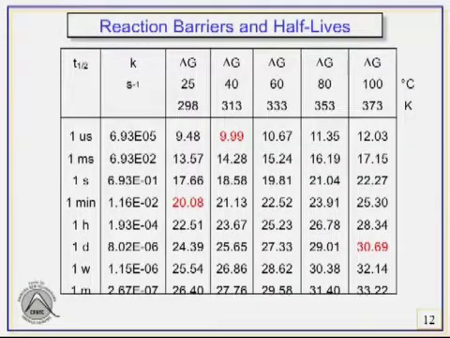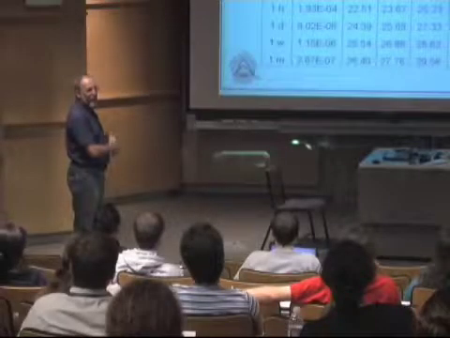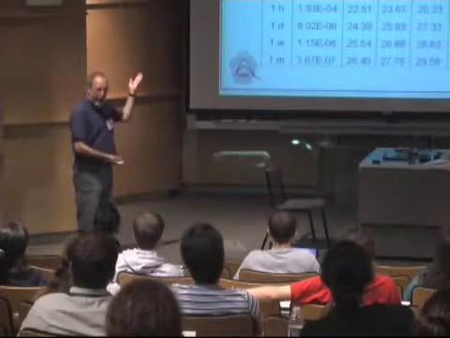Room temperature, a minute is 20 kcals per mole. That's a fast reaction, right? One that goes in a minute. So that's 20. Remember that number. Here's one over here I picked out, 30 kcals per mole. That's 100 degrees, a day. So maybe a reaction that you're going to reflux overnight, 30 kcal per mole barrier.